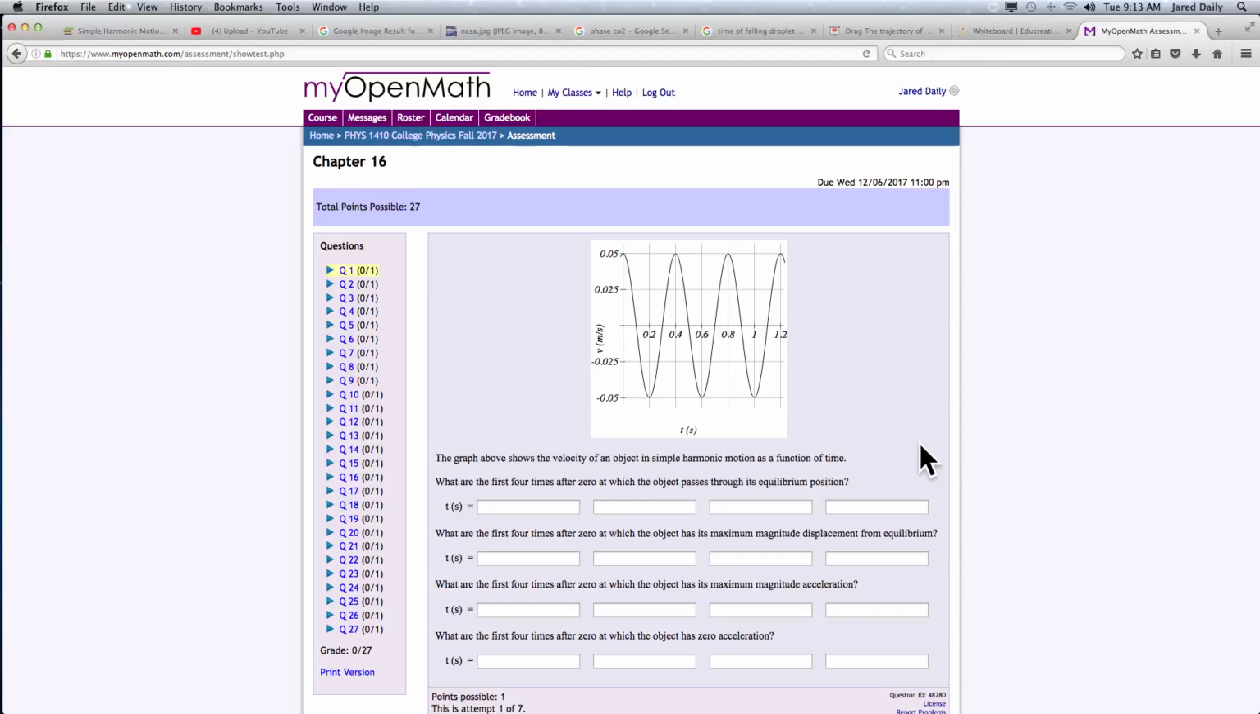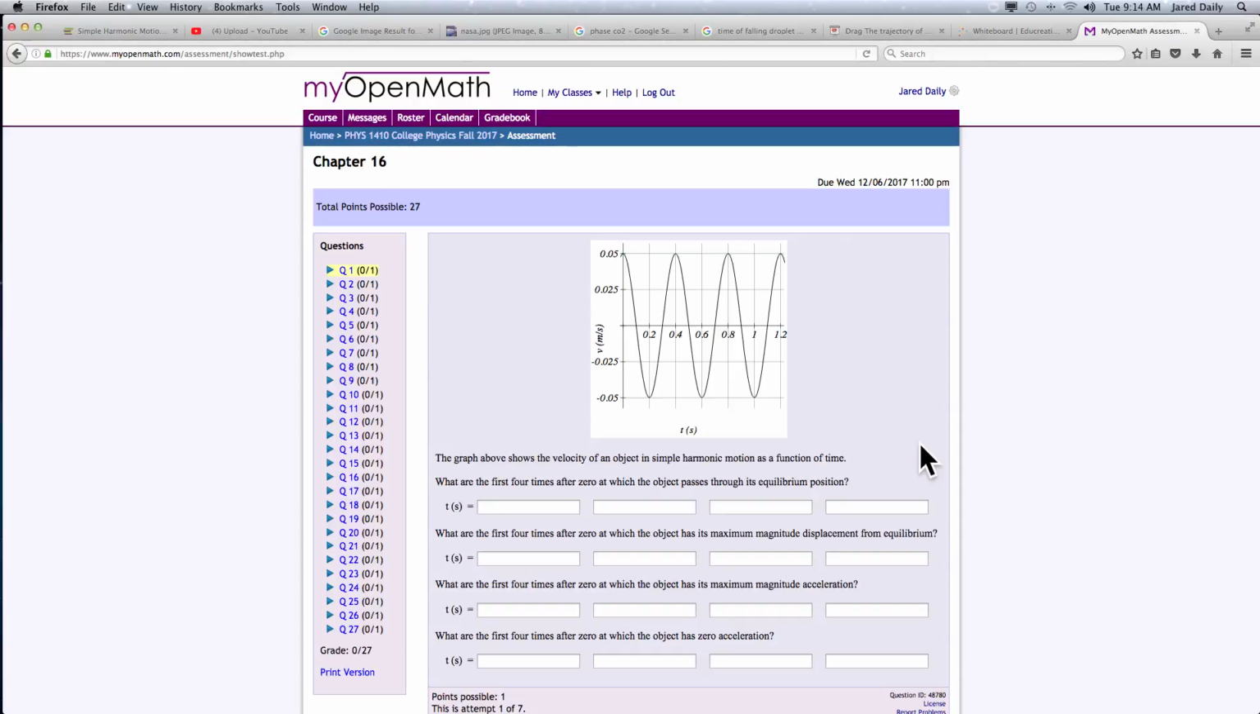For the second part, it says, what are the 4 times where the object is at maximum displacement? Remember, maximum displacement happens when velocity is equal to what? This is velocity equals max. This is velocity equals 0 as it turns around, right? So this is the place where it's at max displacement, x max, right? It's when it's crossing through 0.